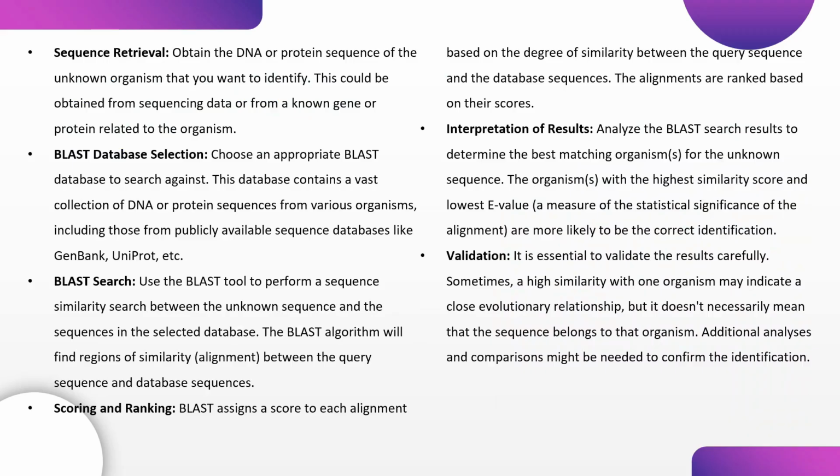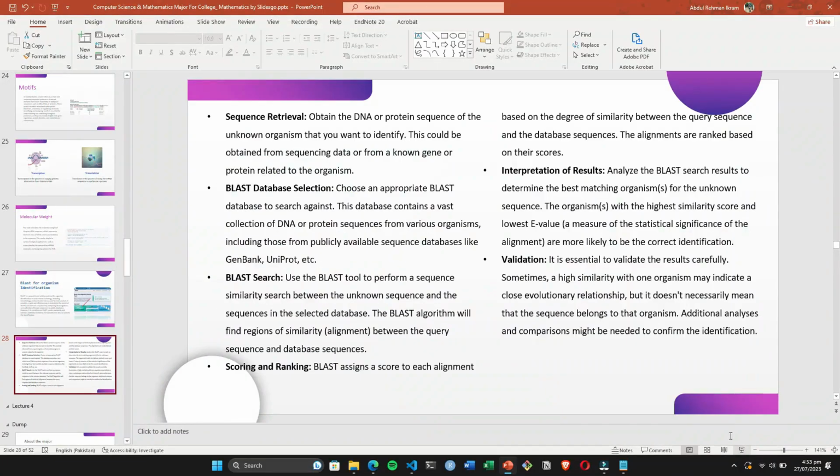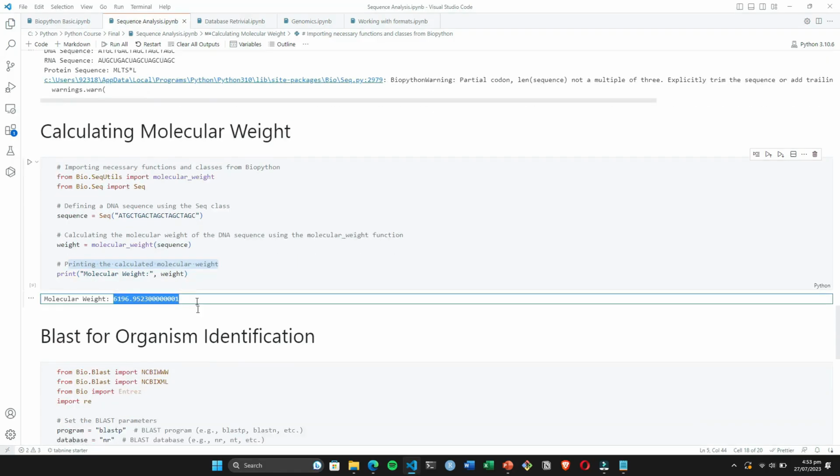So we can use BLAST for sequence retrieval, for BLAST database selection, and use the BLAST tool to perform sequence similarity searches as well. We can also use BLAST for the scoring and ranking of each alignment section. And then we can also analyze the BLAST result to determine the best matching organism. And after that, we have to validate our results carefully. So now let's look at the code, how we can do that.